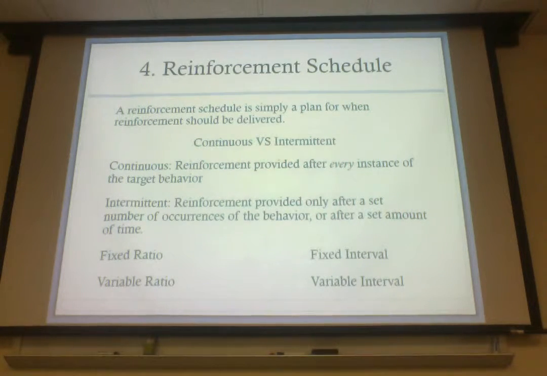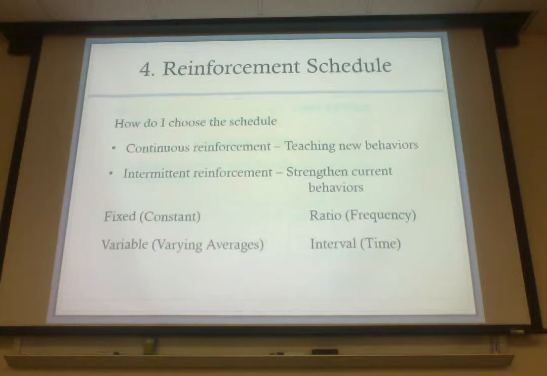On the other side of that is intermittent. It's reinforcement provided only after a set number of occurrences or a set amount of time. But I think the main word there is set. You decide this beforehand. It's not just random. And we've got the different intermittent schedules there: fixed ratio, variable ratio, fixed interval, and variable interval. We'll get into those a little bit more.